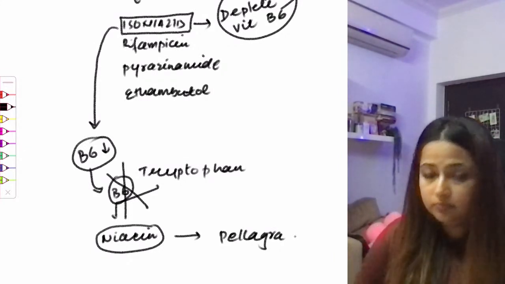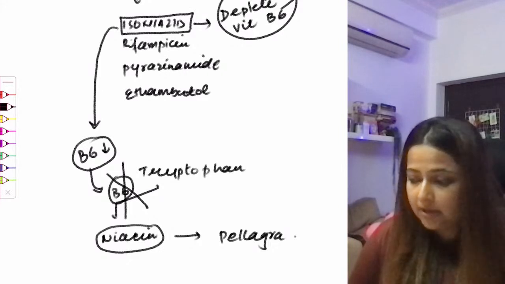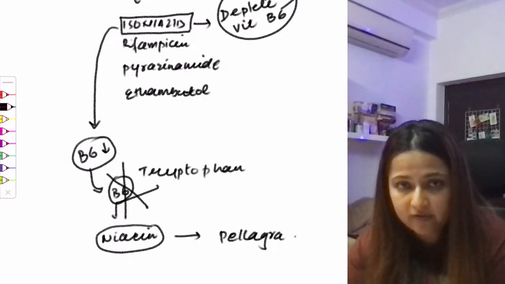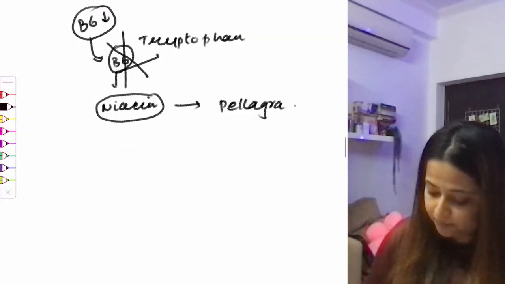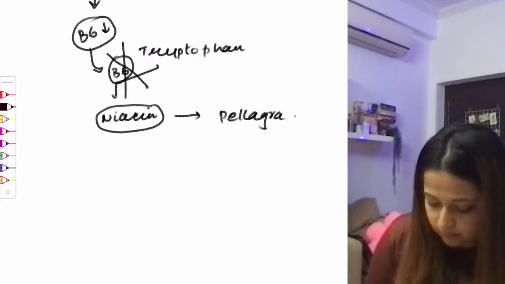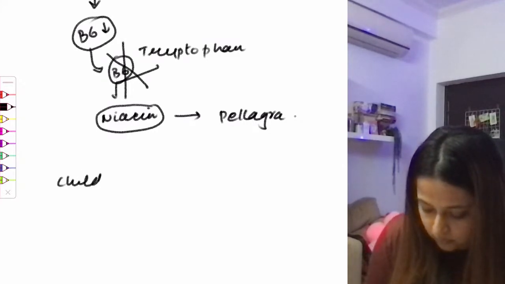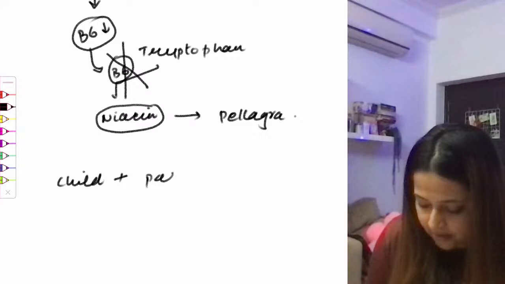Alright? Now, there's one more important thing here. Another type of patient that could end up having pellagra-like symptoms. For example, I'll tell you an example of a condition in which a child is having pellagra-like symptoms.